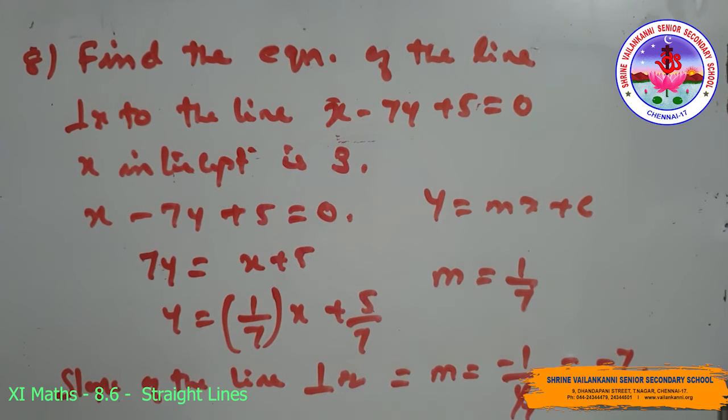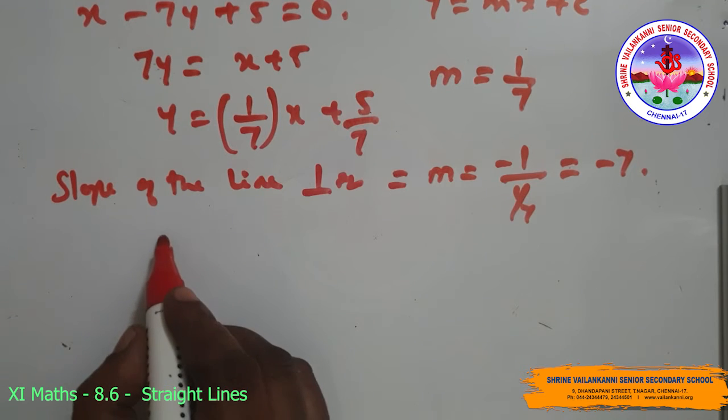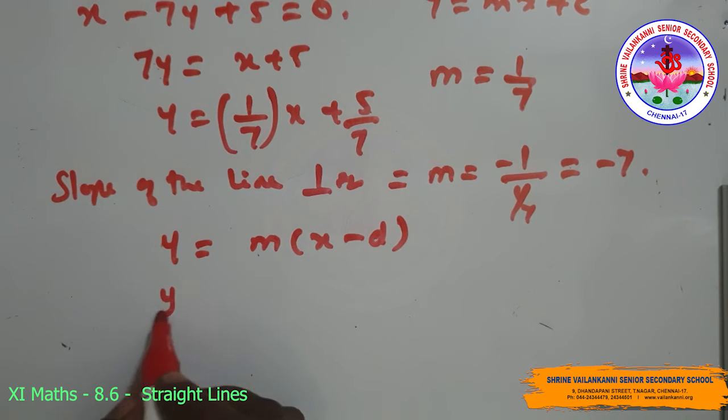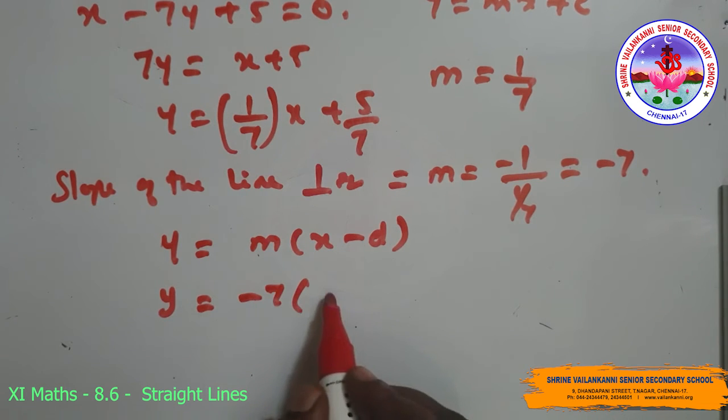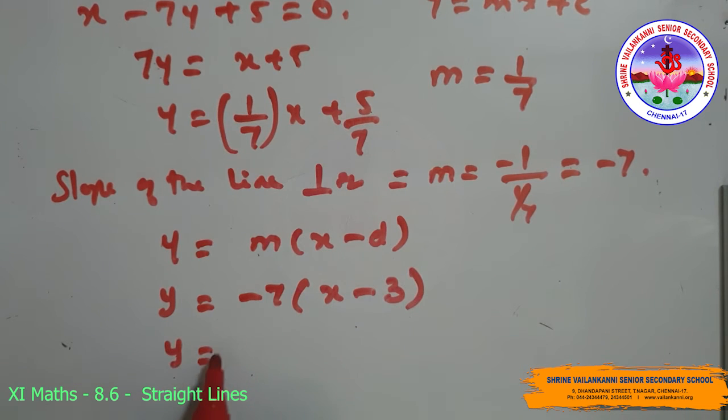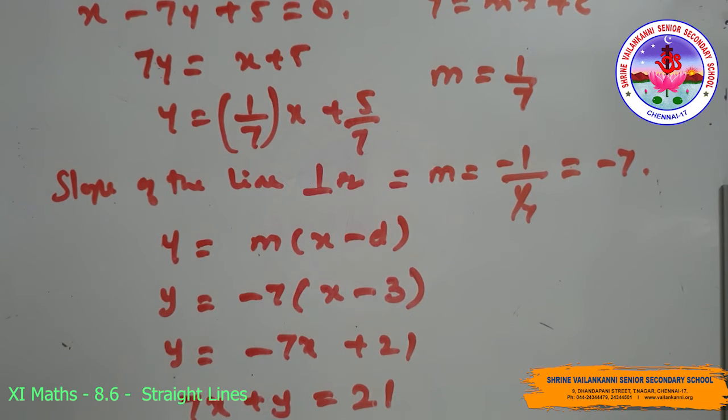which is minus 7. Then the equation of the line with slope minus 7 and x intercept 3 is given by y equal to m into (x minus d). y equal to minus 7 into (x minus 3), since the x intercept is 3. So y equal to minus 7x plus 21, 7x plus y equal to 21, which is the required equation of the line.